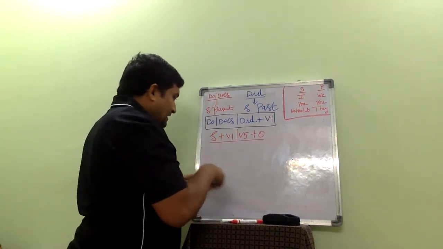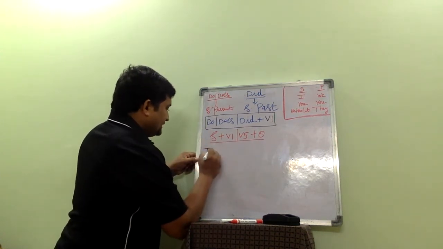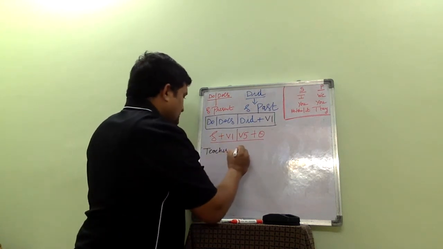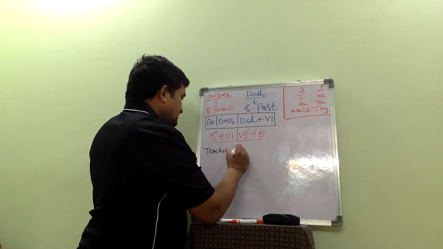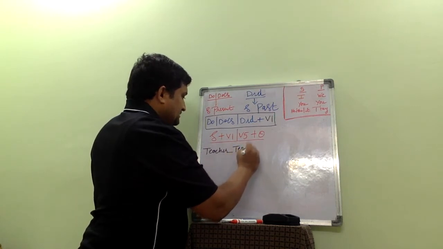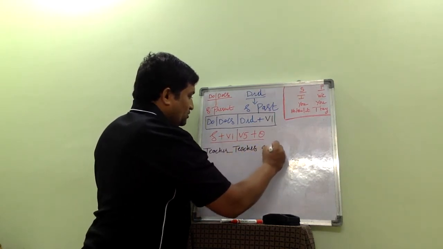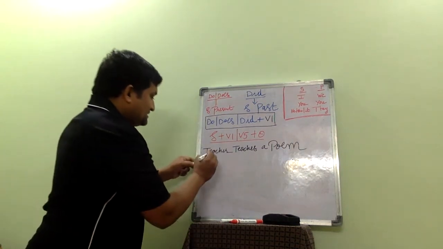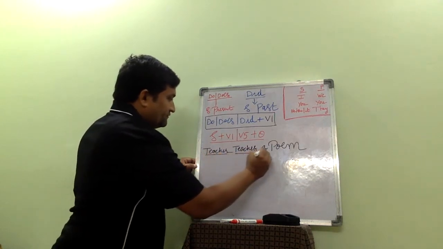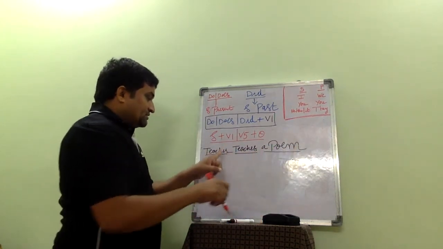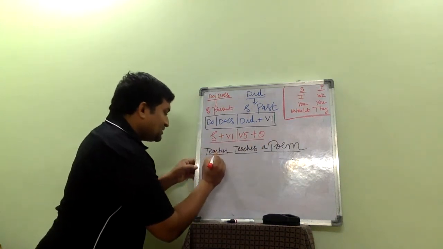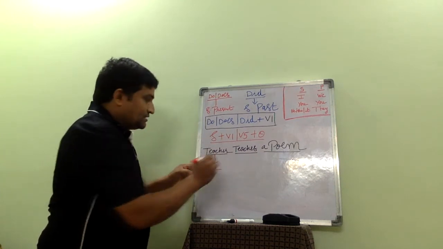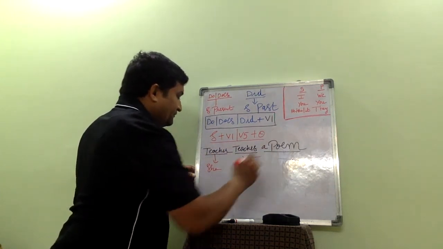So here I write: teacher teaches a poem. This is the subject, verb and object. Since teacher is third person singular, it comes under she, and it uses V5.